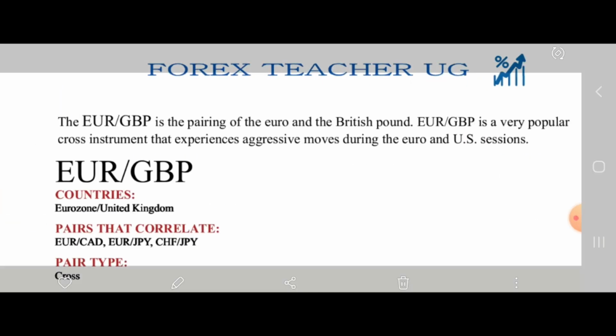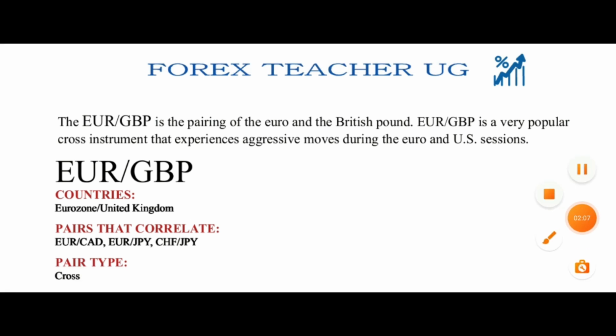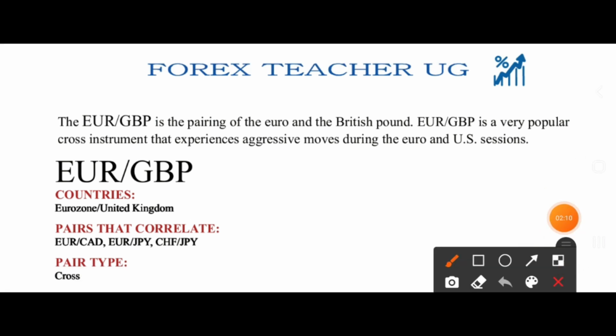Now let's go to Euro GBP. We need to understand this also more. So we look at it being the pairing of the euro and the British pound. Euro GBP is a very popular cross instrument that experiences aggressive moves during the euro and US session.